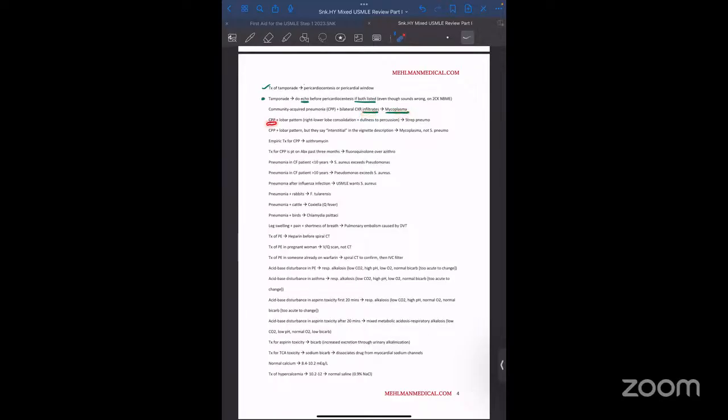Community-acquired pneumonia in a lobar pattern, right lower lobe consolidation plus dullness to percussion, this is strep pneumo. Lobar pattern, but if they say interstitial in the vignette description, then go for mycoplasma, not strep pneumo.